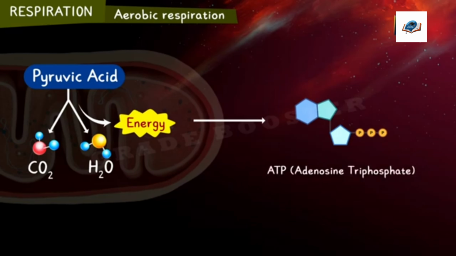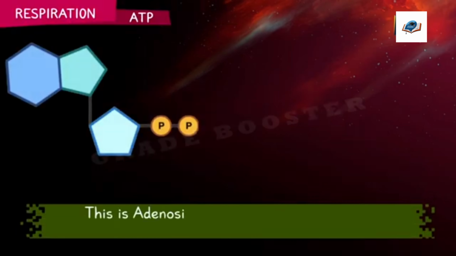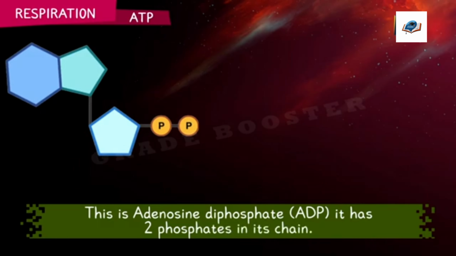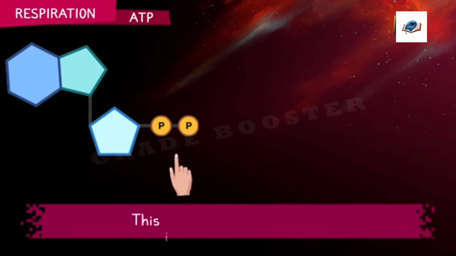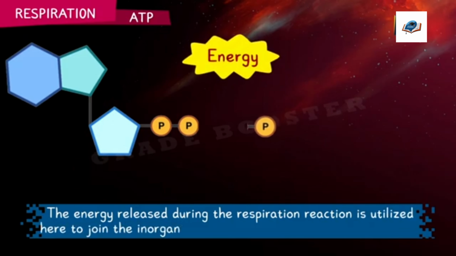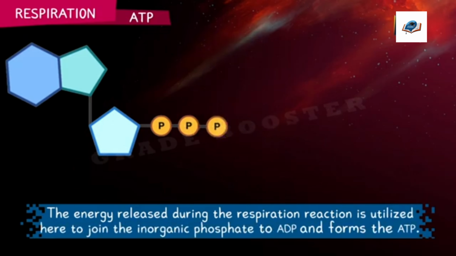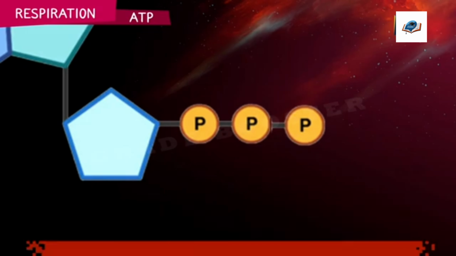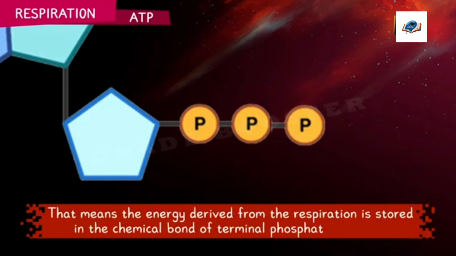ATP means adenosine triphosphate. Let's see how an ATP molecule is made. This is adenosine diphosphate, that means it is ADP. It has two phosphates in its chain. And this is an inorganic phosphate. The energy released during the respiration reaction is utilized here to join the inorganic phosphate to ADP and form the ATP. It has three phosphates.